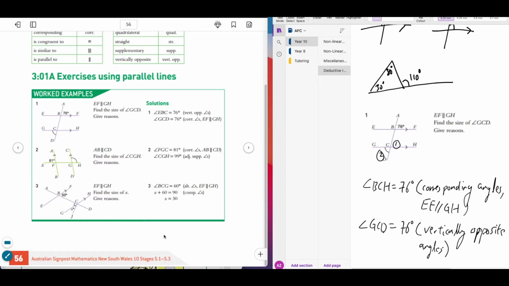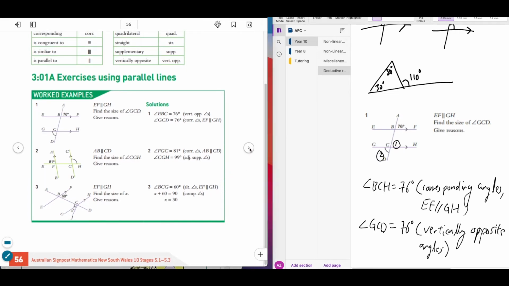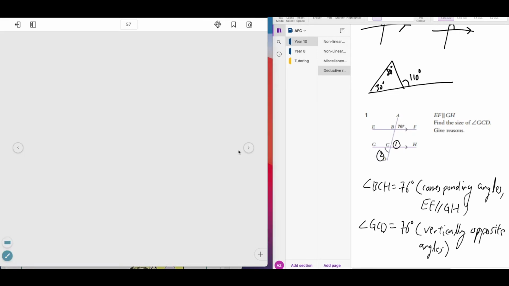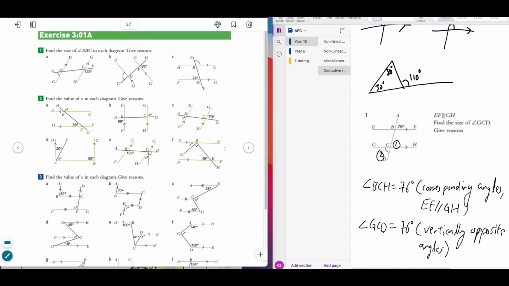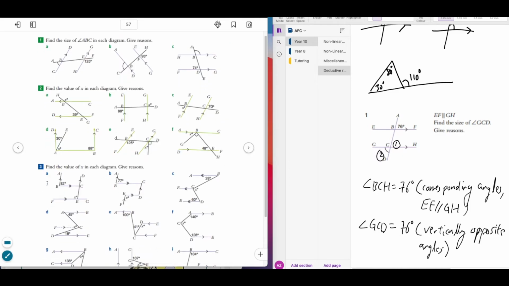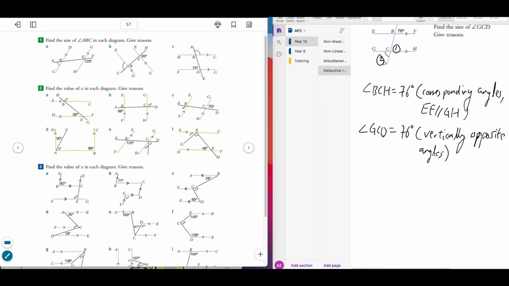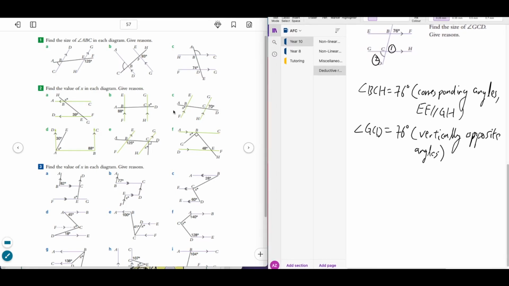All right, let me go through another example. I'll go through one where the answer is not right in front of you, just to make it more interesting. So let's just take a look at question 3a. Okay, so I'm going to copy this question.